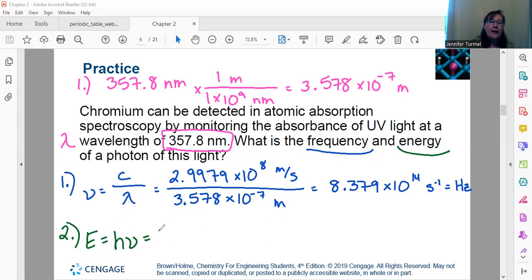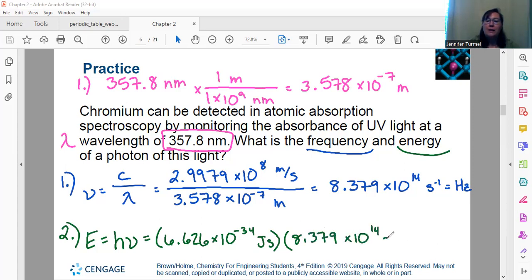Okay. And that is going to be equal to our Planck's constant, 6.626 times 10 to the negative 34 joule seconds, times our frequency value here, 8.379 times 10 to the 14, and we're in inverse seconds so that they'll cancel. And what we end up getting for that value is 5.552 times 10 to the negative 19 joules.